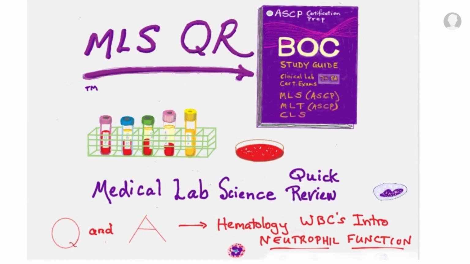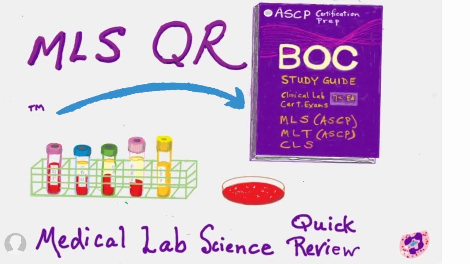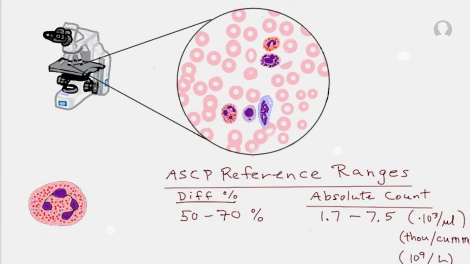Today, let's look into the basics of neutrophil function. Our questions and answers are similar to the ones in the study guide. As you may already know, the neutrophils are also called PMNs, polys, segs, segmented neutrophils, neutrophilic granulocytes. Reference ranges and units of measurement are given.